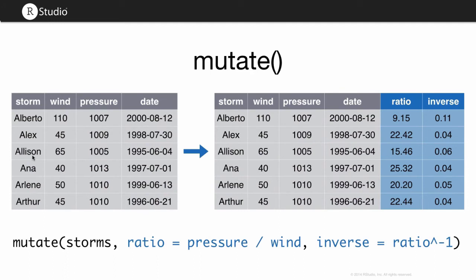This command, mutate, doesn't actually affect your original data frame. It returns a data frame that has the new variables added to it. So if you want to save that data frame and use those variables later, you'll need to assign it to an object.